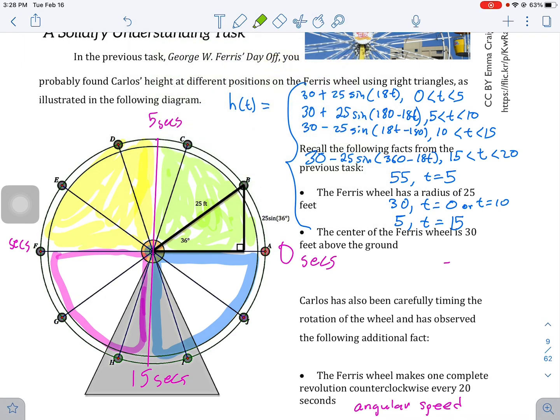So let's look at a couple pieces here. The first one is going to be that area that is a light green on the wheel. So it's the first quartile. It goes from 0 to 5 seconds. For this one, it's relatively straightforward because you're doing your midpoint plus 25 sine, and we know it's 18 degrees per second, so 18 times the number of seconds, 18t, and that's going to give us the angle that we need, and it's only going to apply from 0 to 5.